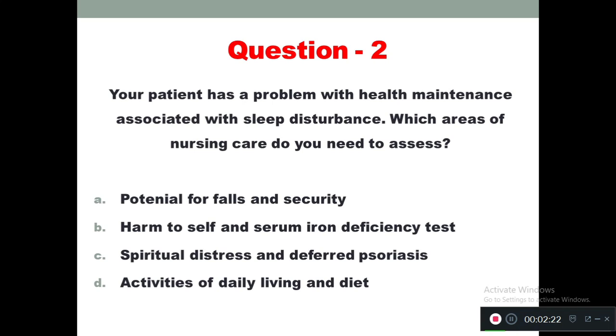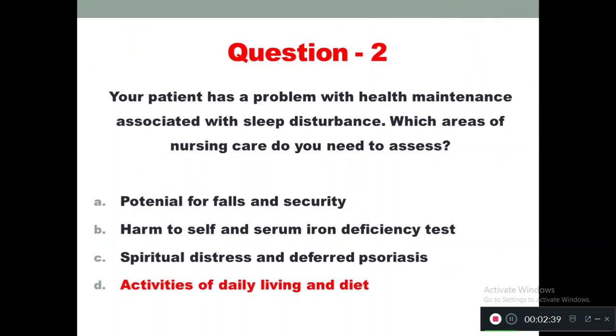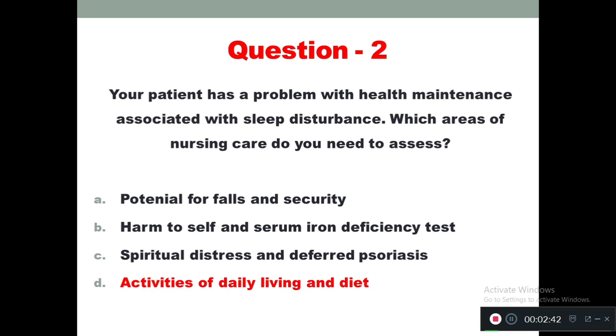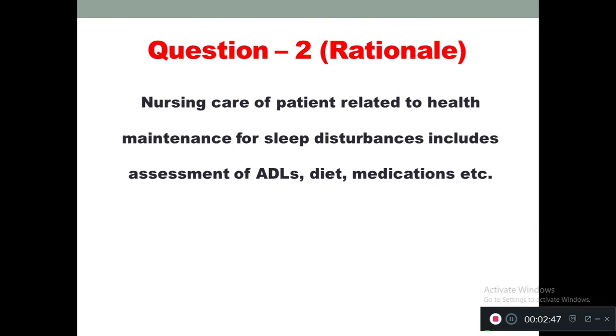Before seeing the right answer, just see the question again. A health maintenance related problem associated with sleep disturbances is present. So which area of nursing care gets the priority and should be assessed by the nurse? The right answer is option D, activities of daily living and diet should be assessed. The rationale: nursing care of a patient with health maintenance problems related to sleep disturbances includes assessment of activities of daily living, diet, medications, etc.